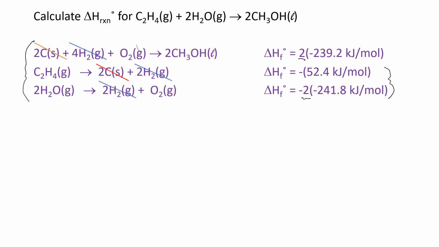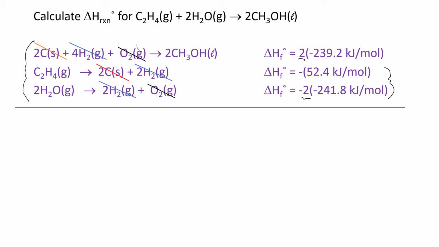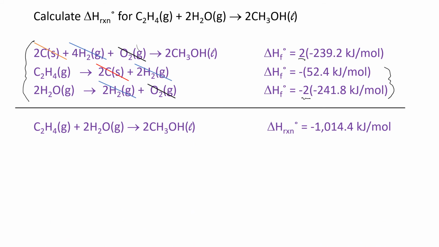And then last but not least, we have the oxygens, and there's 1 on the reactant side and 1 on the product side. So they simply cancel out. So if we go to add up these 3 reactions, all of the plain elements are gone, and what we have left are simply the 2 things we'd like to see as the reactants and the thing that we'd like to see as the product. When we add together the manipulated delta H's, we end up with a grand total of negative 1,014.4 kilojoules per mole.